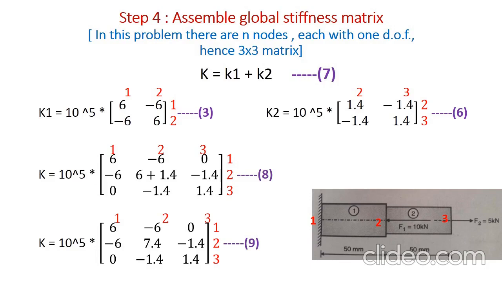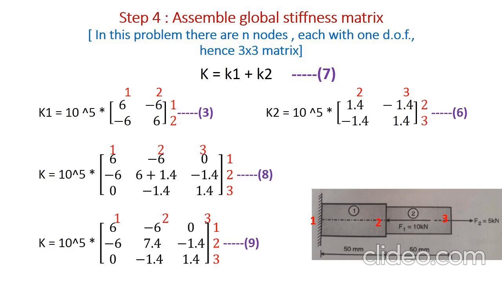Now how to place elements? For example, horizontally first is 1, vertically first is 1. So 1 1. We can observe from equation 3, 1 1 is equal to 6. So we will place 6. Similarly, horizontally 2, vertically 1. So 2 1. Again from equation 3, 2 1 is minus 6.